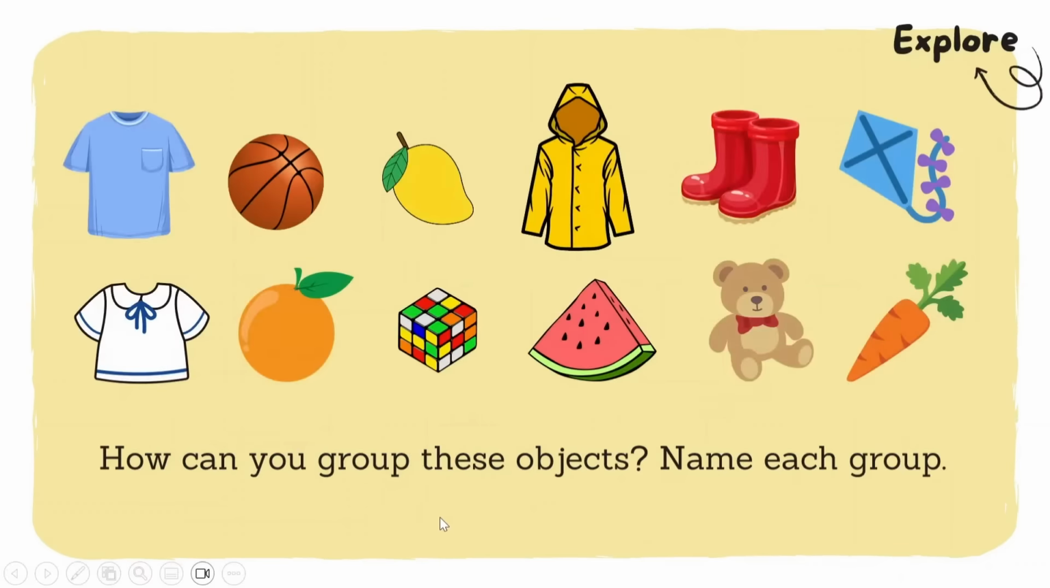To explore, I have here objects. How can you group these objects? Try to name also the group that you will make. Okay? So I'll give you time to do that. And if you are now finished, let's see what the major groupings are.